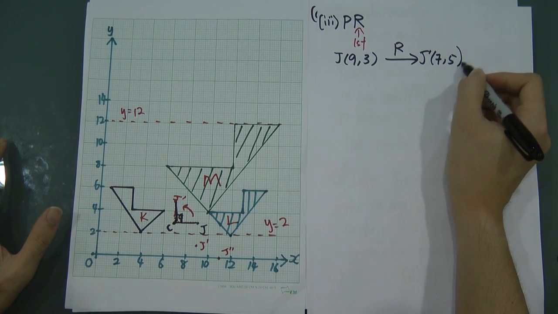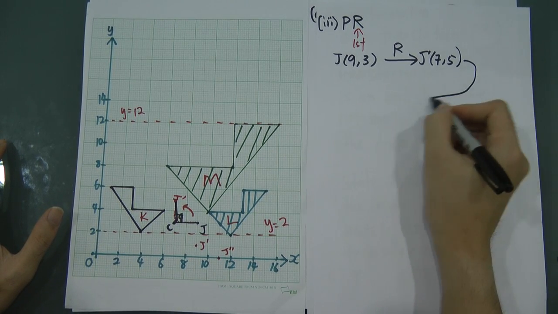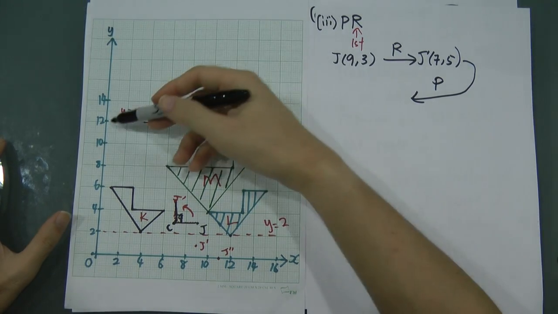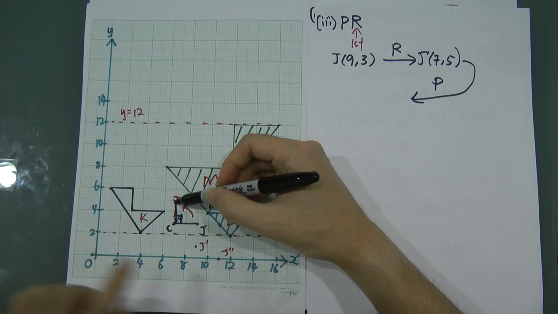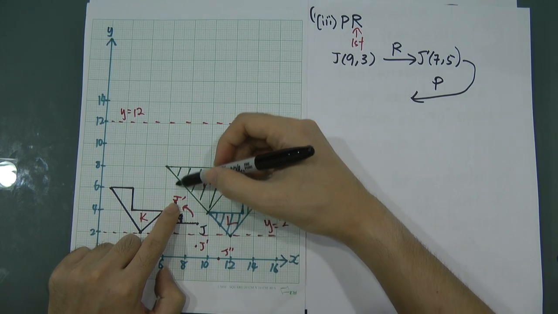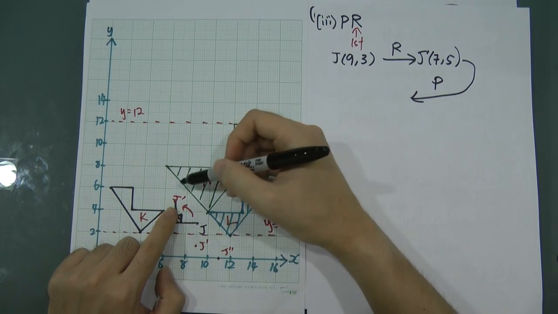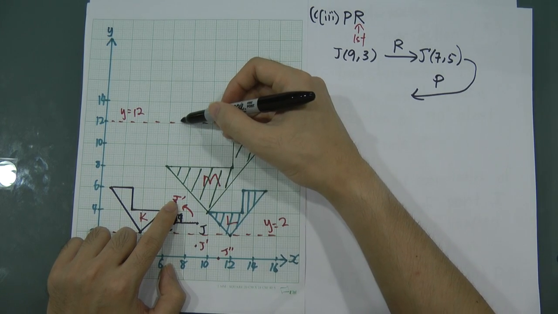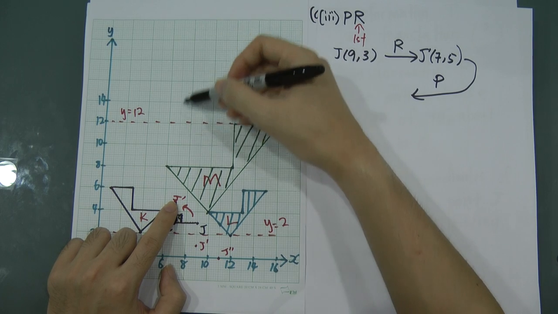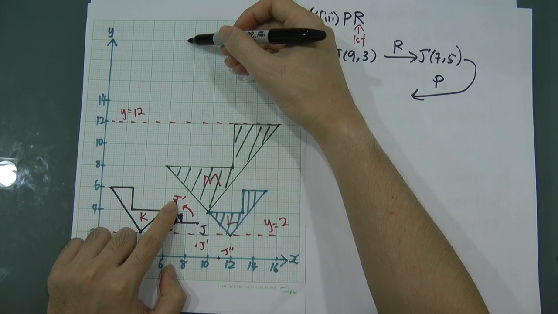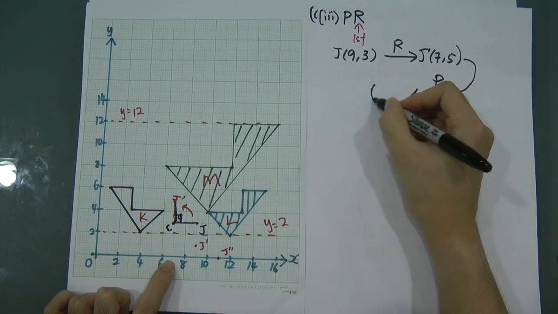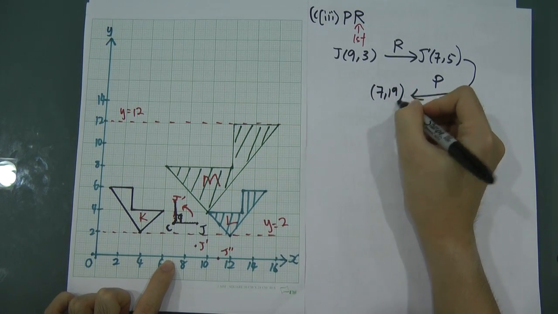Then only I perform P. P is a reflection on this line. When I do the reflection, I will go up somewhere over here. I have to calculate how many units from 5 to 12, which is 7 units. So I'm going to go up 7 units. I go to 12, go up 7 units is 19. So it's (7, 19).